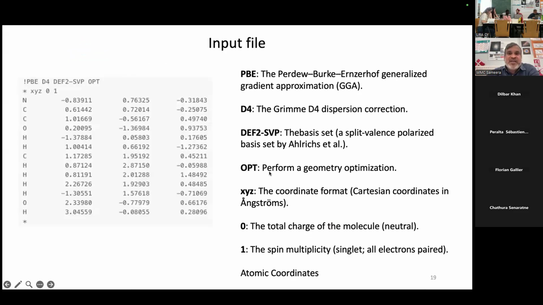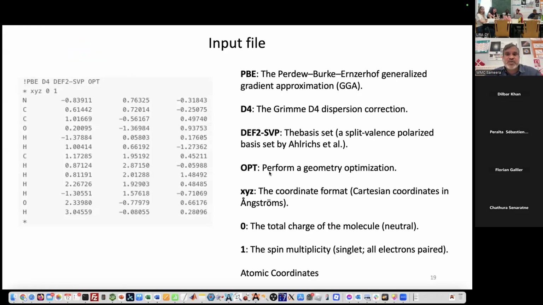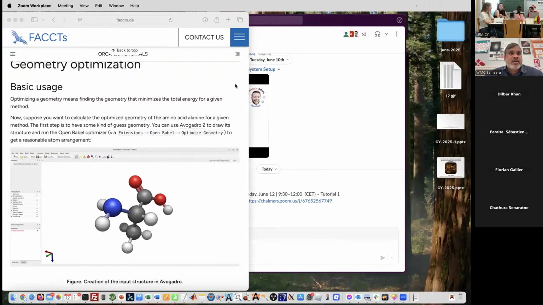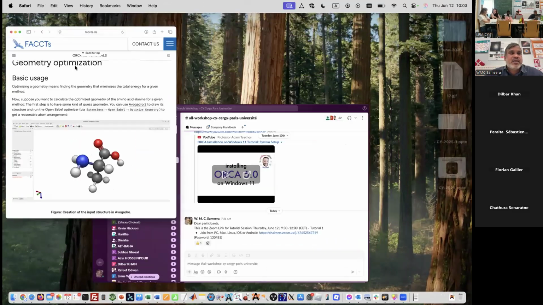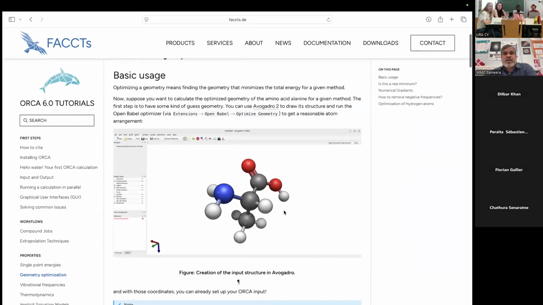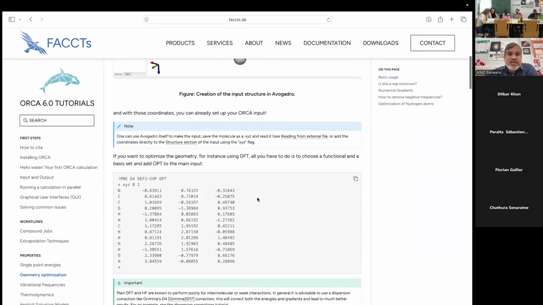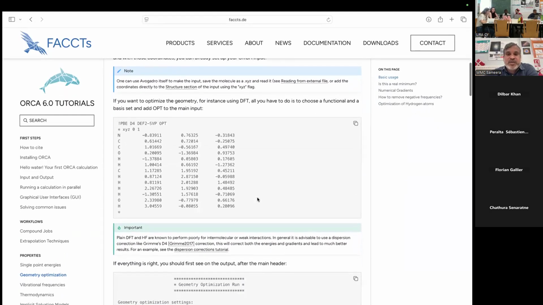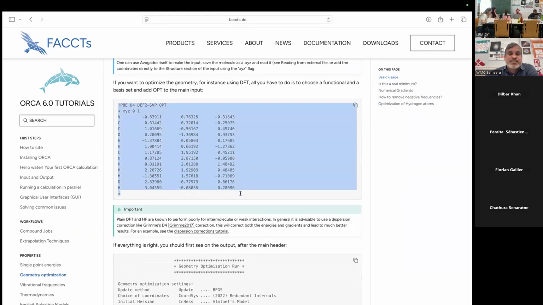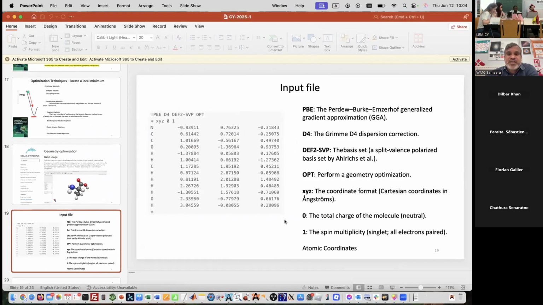The input file you can find, let's go to the tutorial. Yeah, here is the tutorial, geometry optimization. This molecule we can create very easily using Avogadro, and here you can see the input file of the ORCA computation.